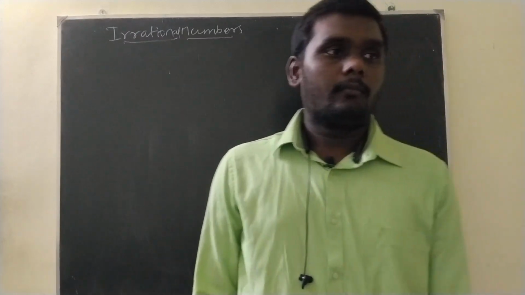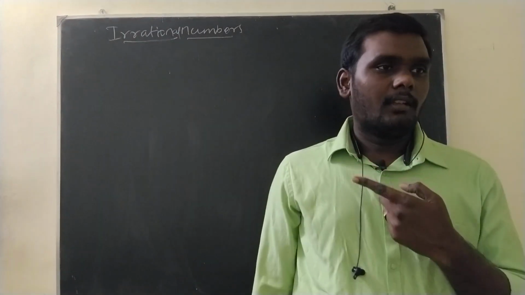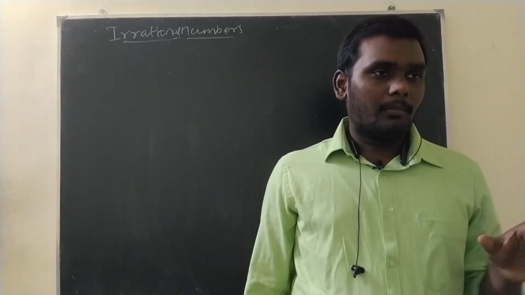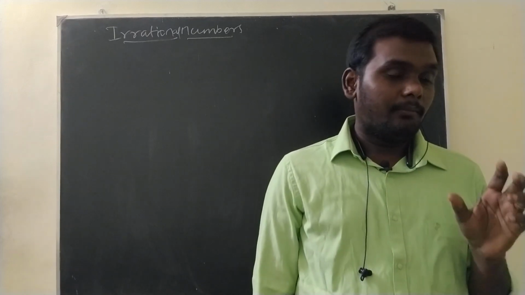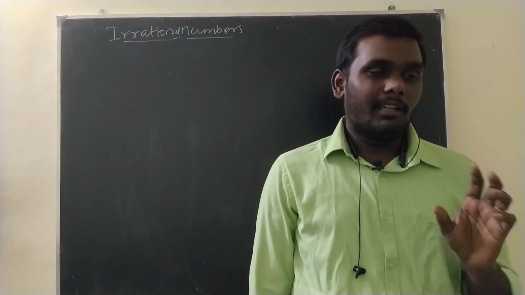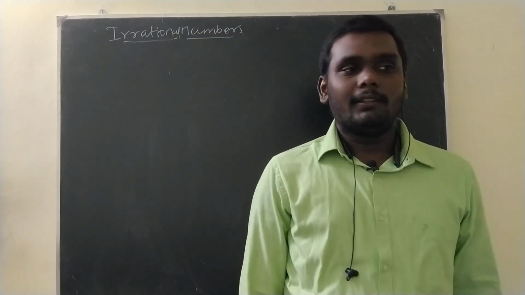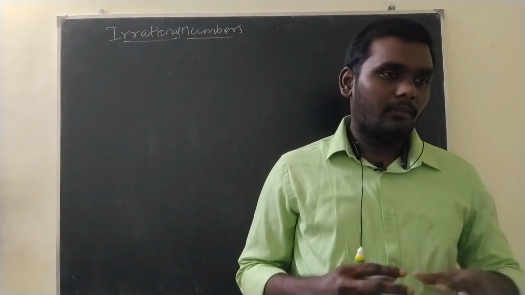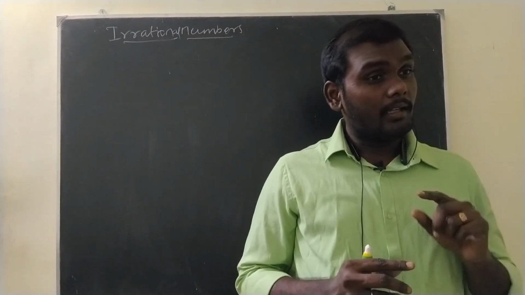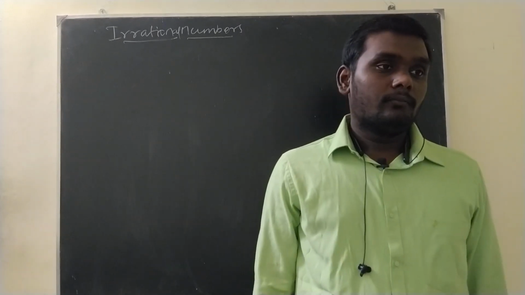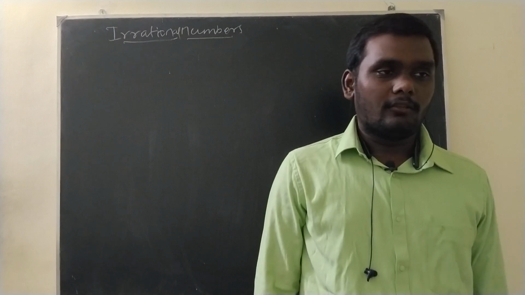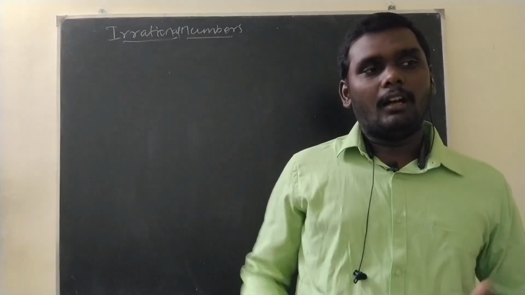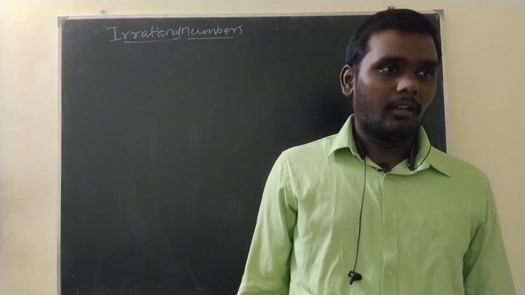See, in these irrational numbers, I already said what an irrational number is. It is a number which cannot be written in the form of p by q. In short, a number which is not rational is called irrational. Also, if the decimal expansion of the given number is non-terminating and non-repeating, then we can say the number is irrational. Also, the numbers inside the square root which cannot be taken out are irrational numbers.